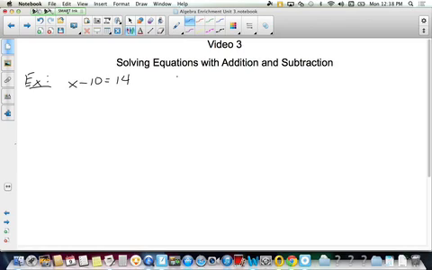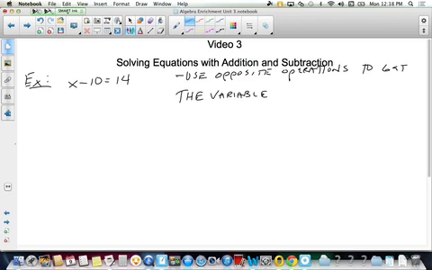So to solve, we want to use opposite operations to get the variable, the letter, by itself. Okay, so we have this example, x minus 10 equals 14.